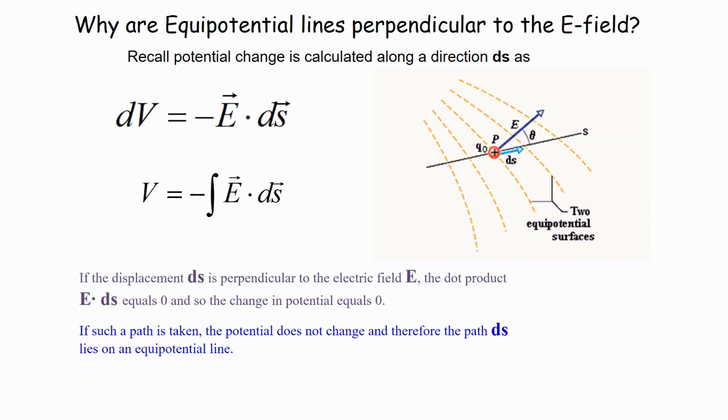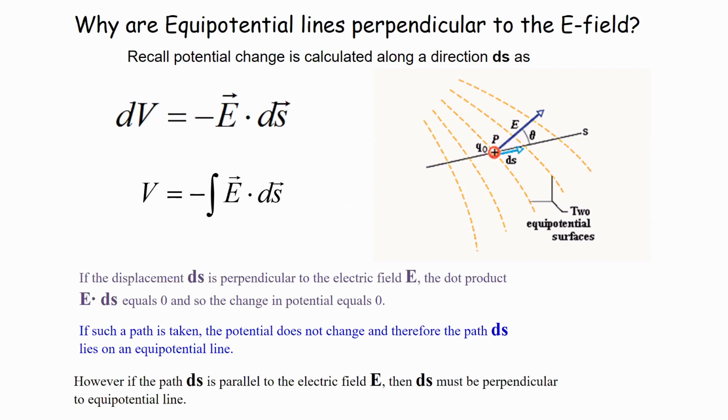All right, so that being the case, if the path ds is parallel to the electric field, then ds must be perpendicular to the equal potential line. Basically, you can think of the electric field as pointing in the path of greatest change of potential.